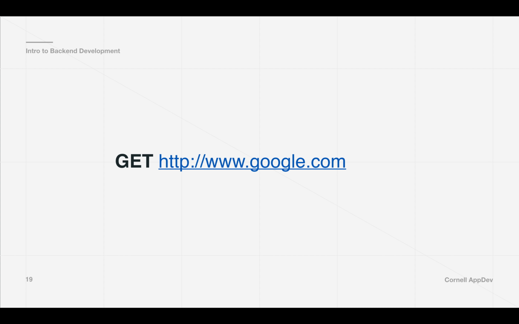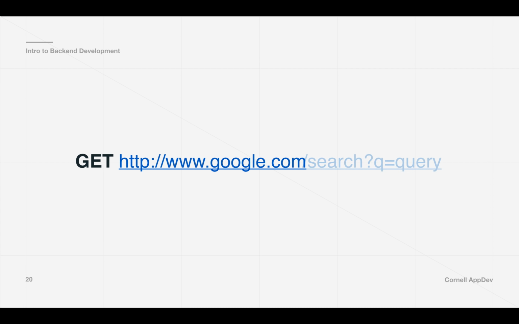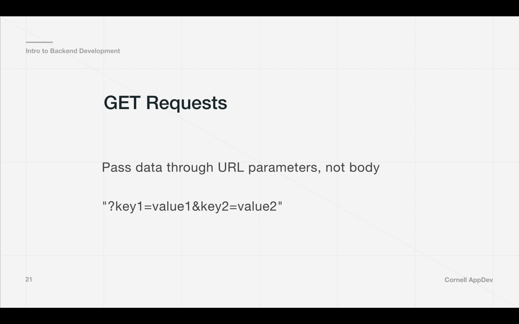So we can look at a specific GET request with a query. Basically, if you went to Google and you searched a query, it actually goes into the URL and looks something like this. The way it works is you pass data through the URL parameters, not the body of the request. And so this is just getting appended on.